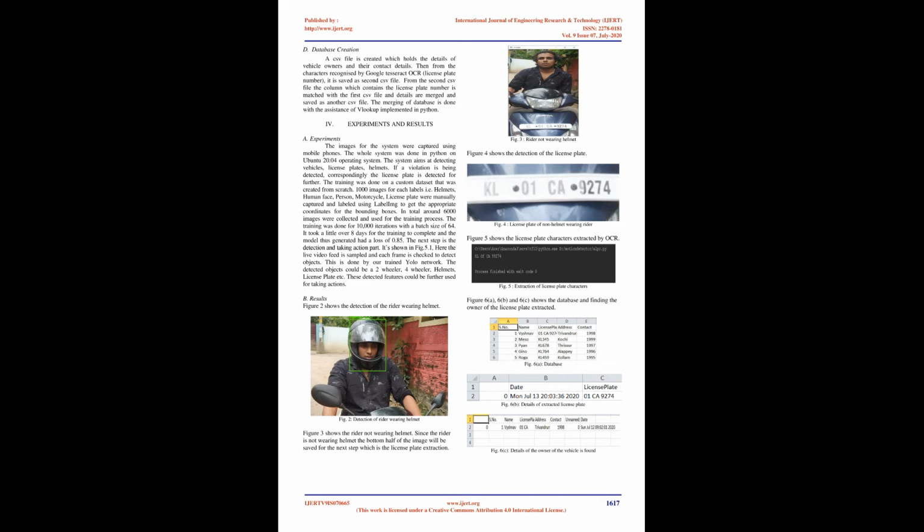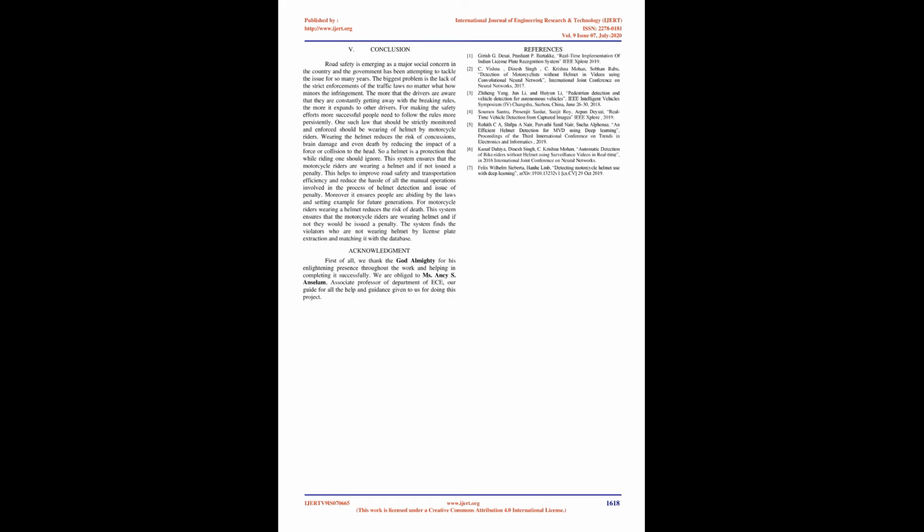Database creation. A CSV file is created which holds the details of vehicle owners and their contact details. Then the characters recognized by Google Tesseract OCR, the license plate number, are saved as a second CSV file. From the second CSV file, the column which contains the license plate number is matched with the first CSV file, and the details are merged and saved as another CSV file. The merging of the database is done with the assistance of VLOOKUP implemented in Python.